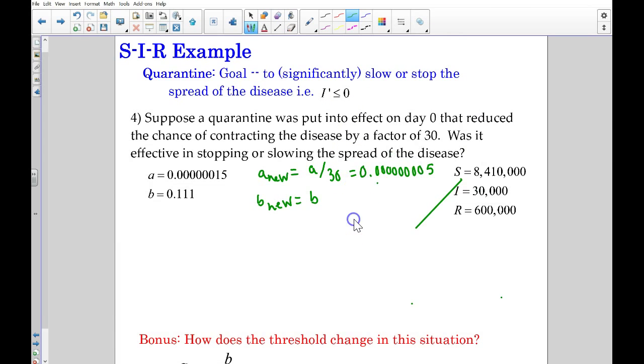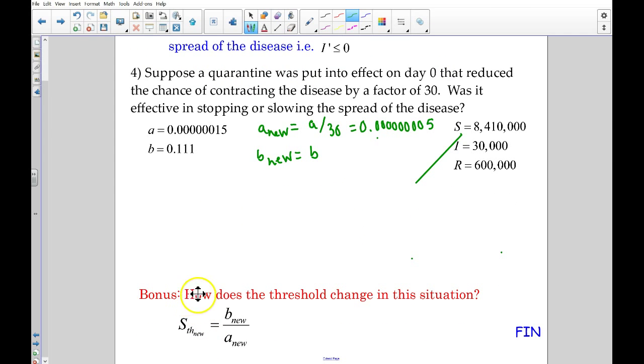Okay, and then one thing I want you to think about, I'm not going to do it in this video, but how does the threshold change in this situation? So again, the new threshold is going to be different than the old threshold, and so what does that mean for the population?